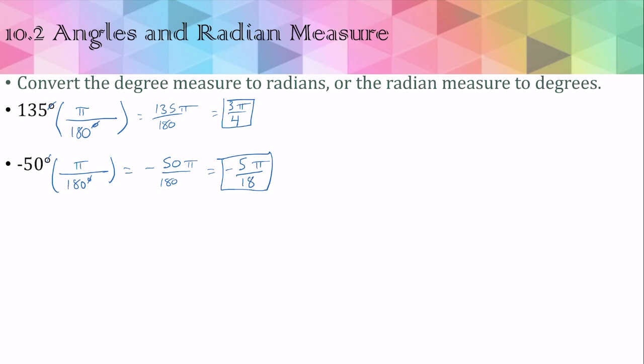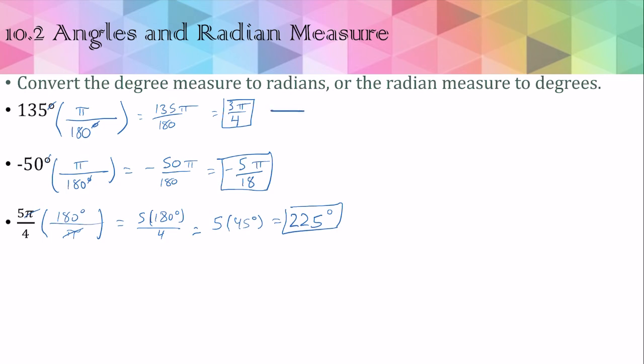Let's try some going the other direction. This one's in radians. How do I know it's in radians? Because there's no degree symbol. Okay, I'm going to put the pi on the bottom so it cancels out, and the 180 degrees on top, that way I end up with degrees at the end. So I have 5 times 180 divided by 4. It's actually probably easier if we divide by the 4 first. 180 divided by 4 is 45. And 5 times 45 is 225.